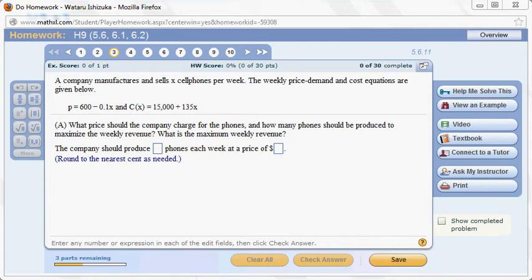Okay, let's look at homework number 9, problem number 3. All right, so you have the price function given here and the cost function given here. All right, part A. What price should the company charge for the phones and how many phones should be produced to maximize weekly revenue? All right, so we want to maximize the revenue. So let's look at that.